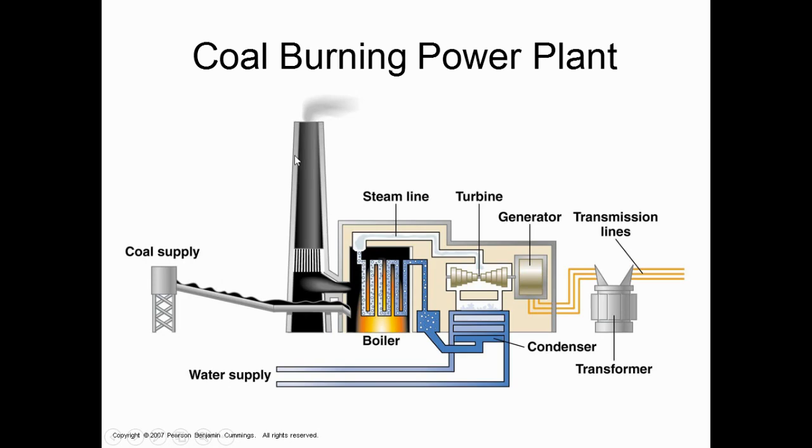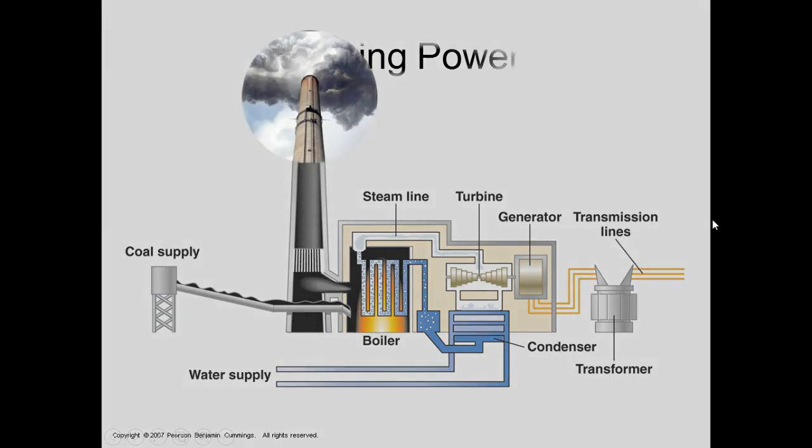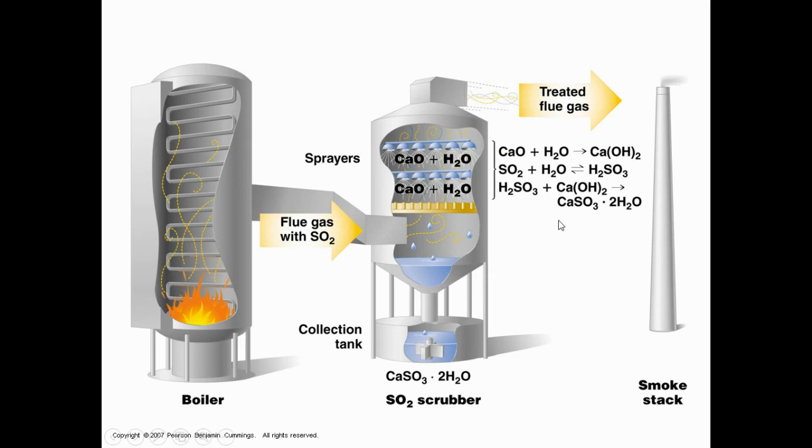Now the problem is right here in the smokestack. This little dark gray stuff could actually be far, far worse. So we're billowing out carbon dioxide, sulfur dioxide, nitrous oxide, and carbon particulate, none of which are particularly good for the environment. So they do a chemical reaction inside the smokestack to control some of those gases. Here we're looking at what the chemistry of that would be.